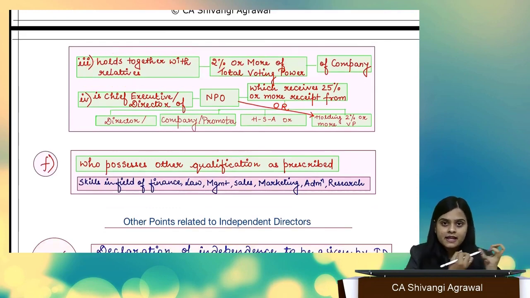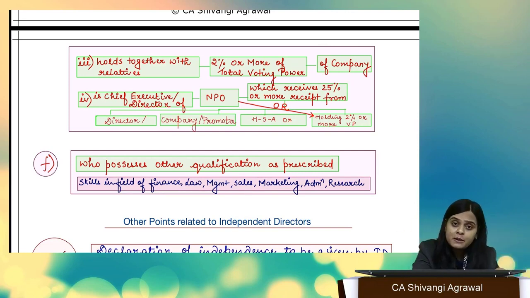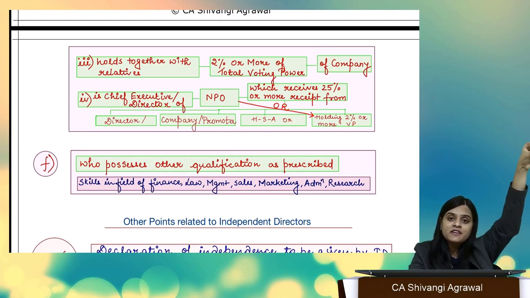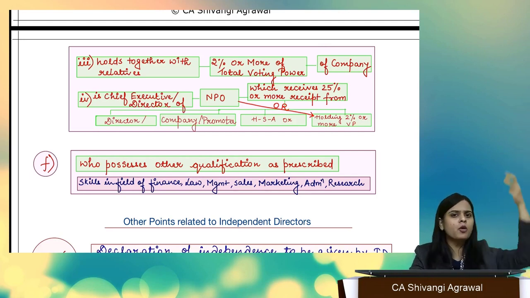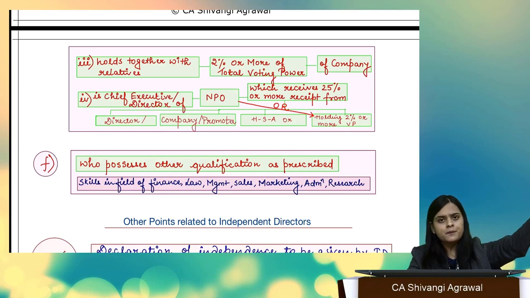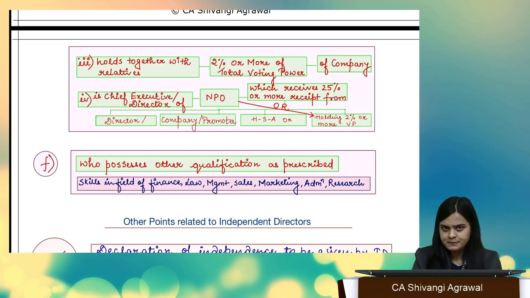You with your relative should not hold more than 2% of the voting power of the company. You or your relative should not be a director or executive of such an NPO which is getting 25% or more of its receipts from CHSA or the director or promoter of the company, or holds 2% or more voting power.